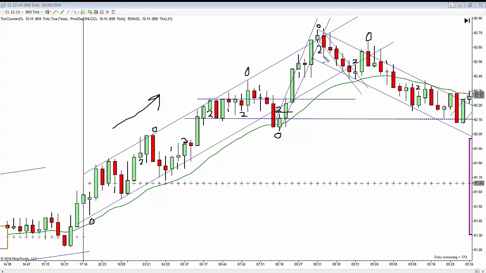Price makes a new low here. First entry, no second entry. Price makes a new low. First entry, no second entry. Price makes a new low. First entry, no second entry. So you can see that you can count off both sides.